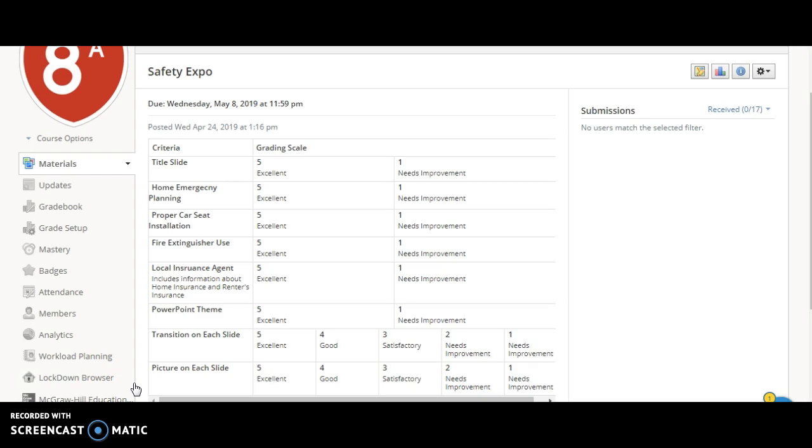They include firefighters from your community's fire department who will discuss home emergency planning, proper car seat installation, and fire extinguisher use. A local insurance agent will also distribute tote bags filled with materials regarding adequate home and rental insurance coverage, and also a 9-volt battery for a smoke alarm, and a children's workshop where participants under 10 years of age can build a picture frame.